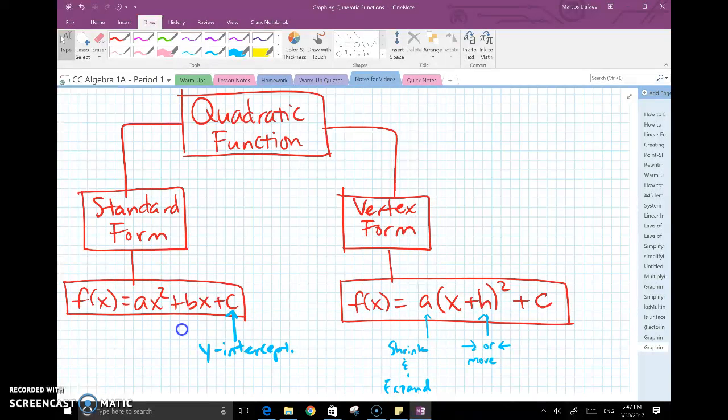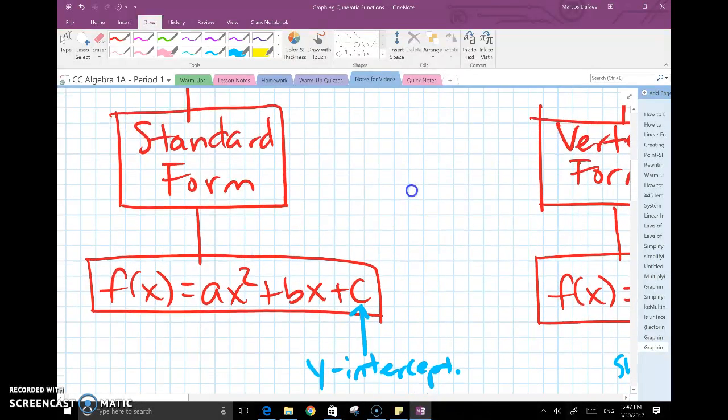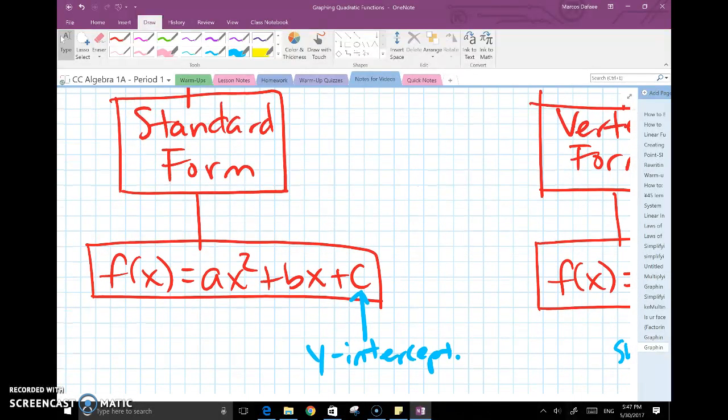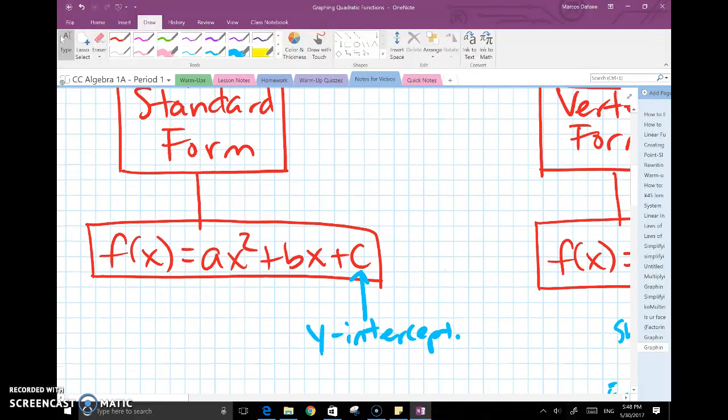The first type is standard form, which looks like this. And standard form is good for many reasons. If you want to use the quadratic formula, if you want to factor and then solve to find out where the x-intercepts are, this is great. It also is good because it could tell you a couple of things. Number one, it can tell you where the y-intercept will be.